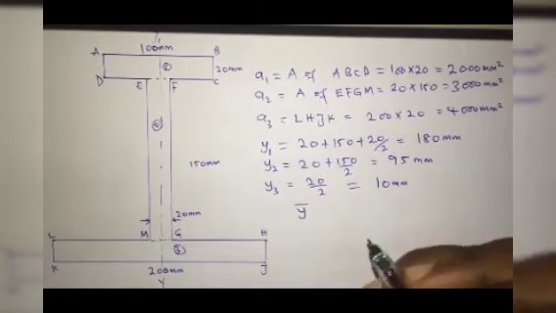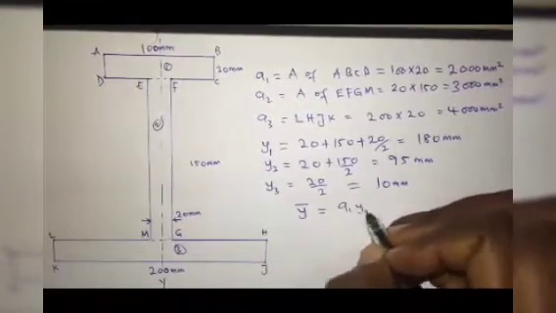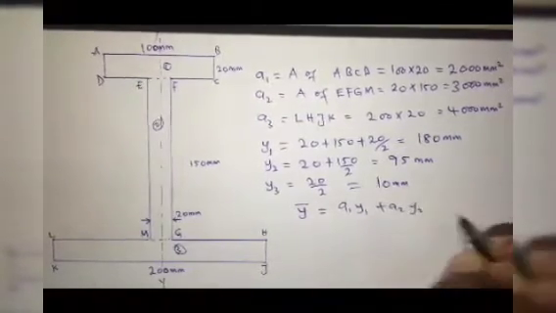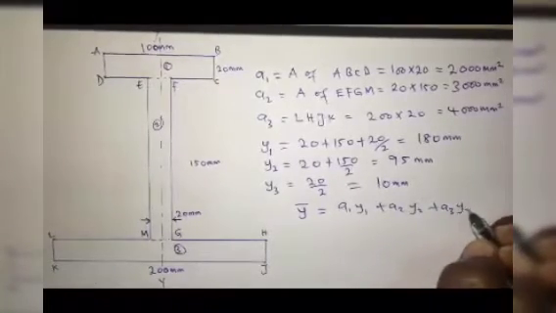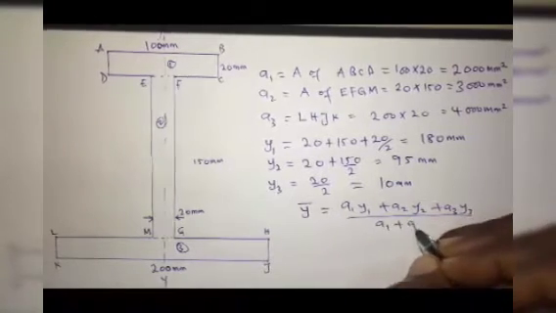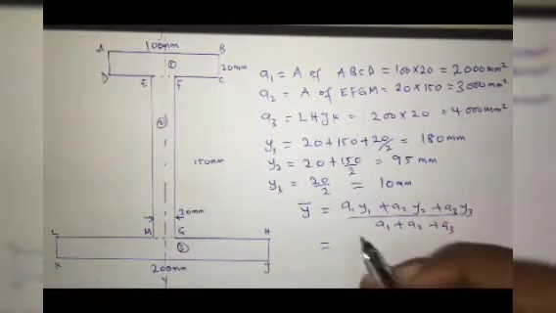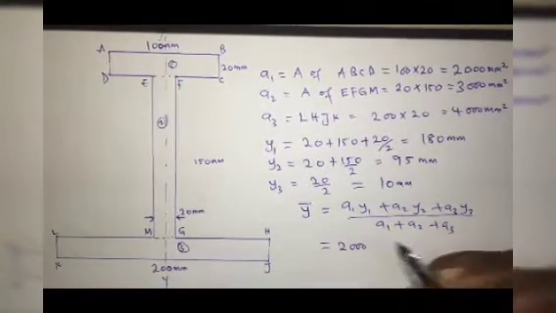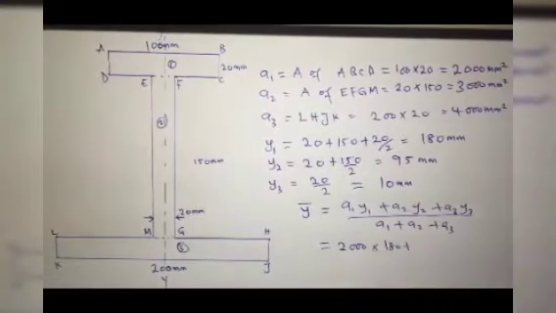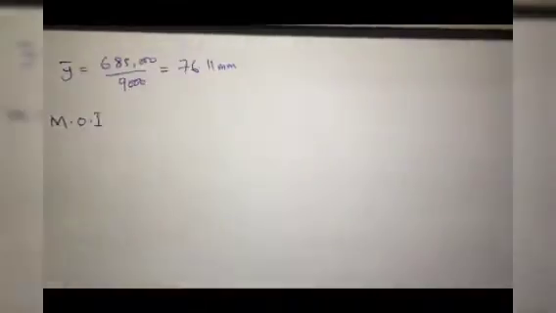The next thing is to find the centroid of this I section. We know the formula for the centroid is summation of AY over summation of A, which is equivalent to A1 Y1 plus A2 Y2 plus A3 Y3 all over A1 plus A2 plus A3. We can start substituting the values now. After calculating everything, we have the centroid, ȳ, as 76.11 millimeters.